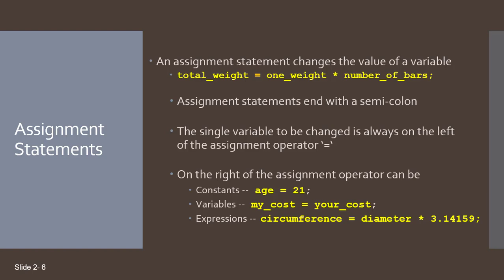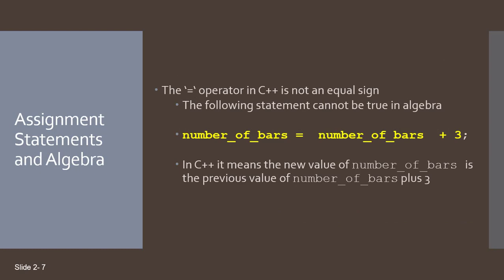Down below, you can see some of the ways this happens. You could put the number 21 into age. You could put your cost, whatever that is, into the variable my cost with an assignment statement. You could take the diameter and multiply it times 3.14159 and put that result into circumference. We're always figuring out what's going on the right and then taking that final answer and moving it over, copying it into the location on the left. So assignment statements are important.